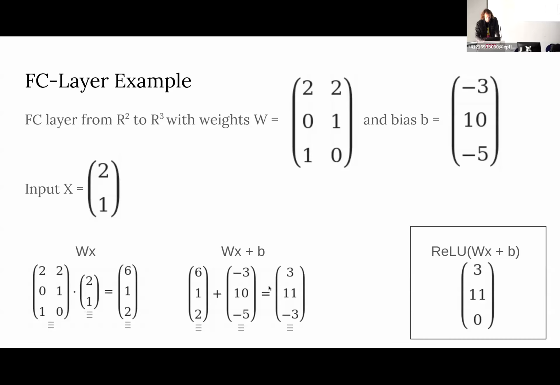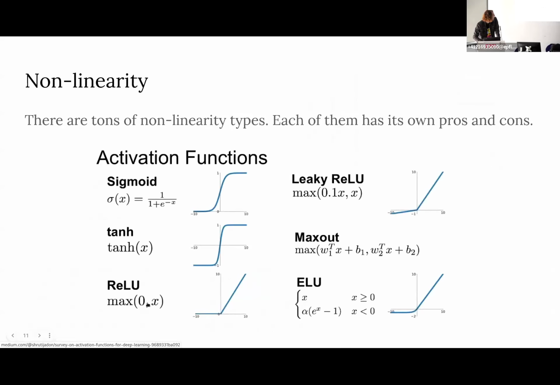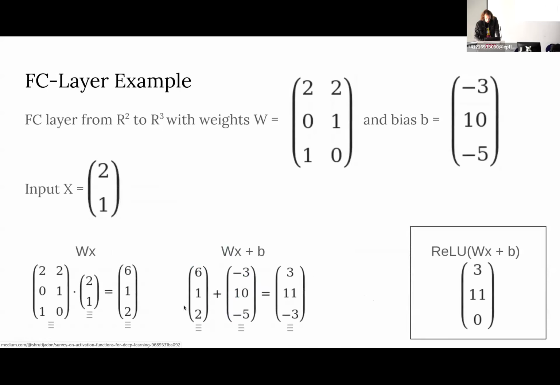We'll get 3, 11, minus 3. And then we want to apply ReLU. Remember that ReLU is max(0, x). So here we have a positive value, we keep it as is. Here we have a positive value, we keep it as is. Here we have a negative value, we replace it with 0. Is it clear? Yeah, good.